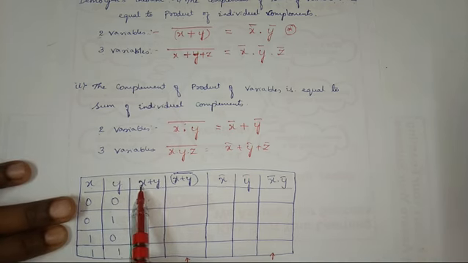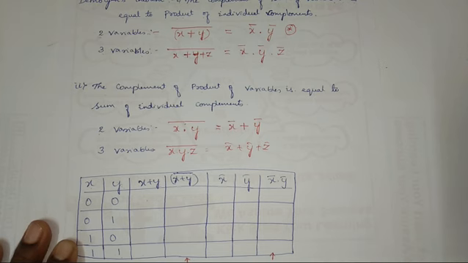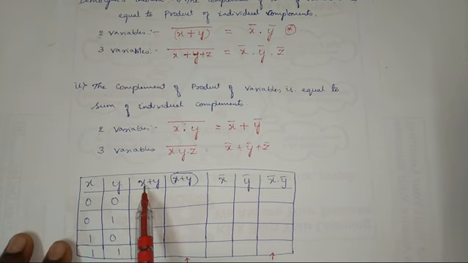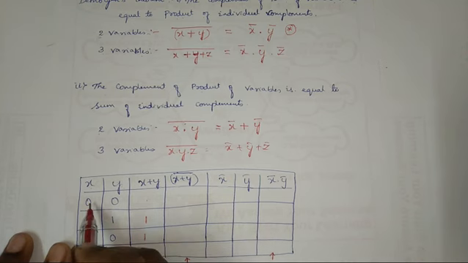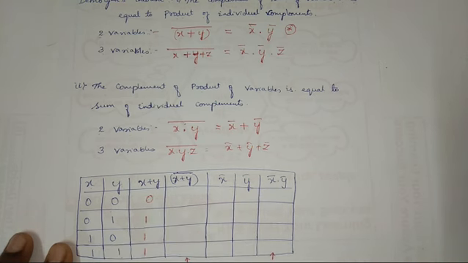X plus y, that is x OR with y. What does an OR operation say? If at least any one input is 1, then the output of the OR operation will be 1, right? See here, at least one input is 1, so I am writing 1 directly. Among these two, if at least one input is 1, we can write the output as 1 directly. So 1, here also 1. See here, 0 OR with 0, none of the two inputs are 1, so the output will be 0. Fine.